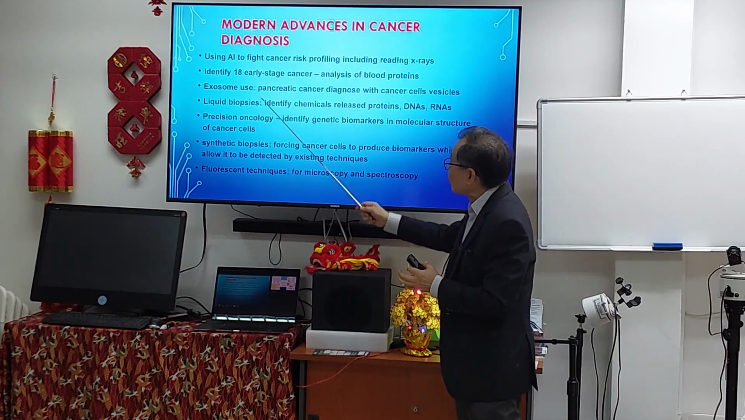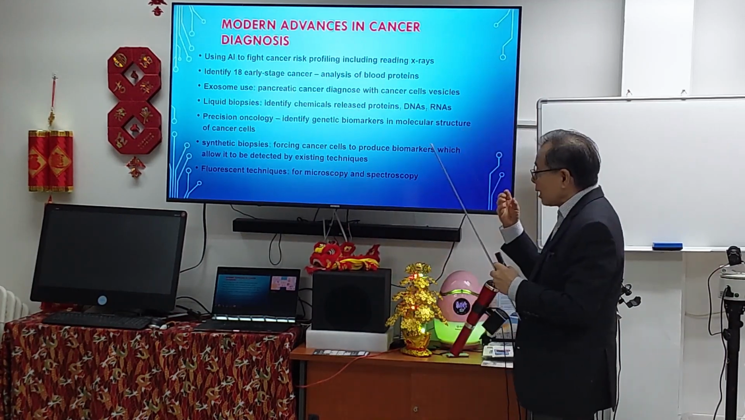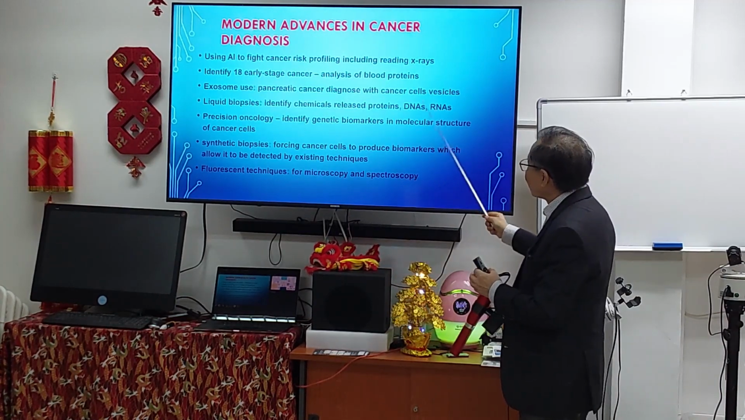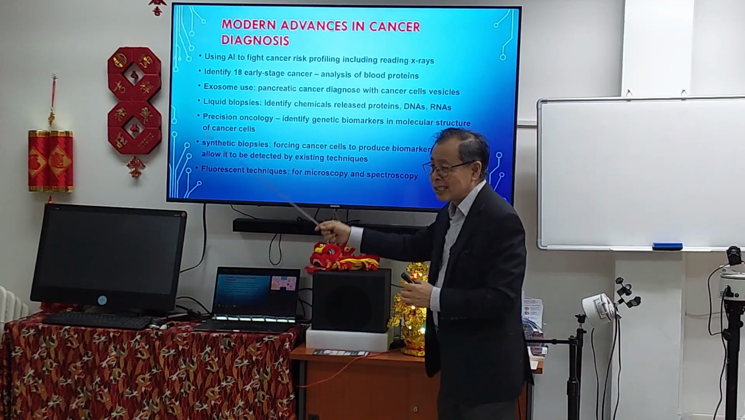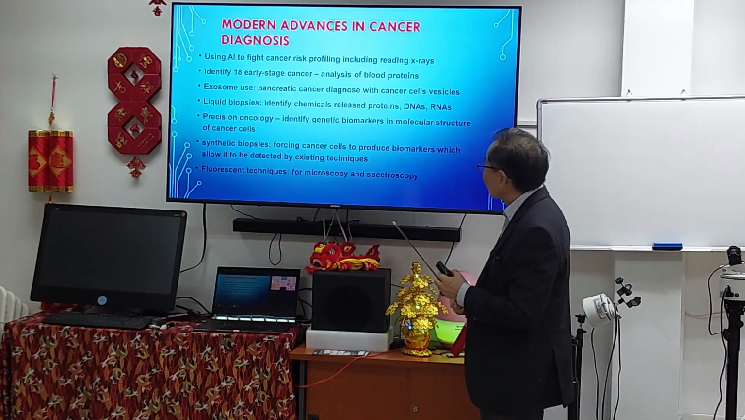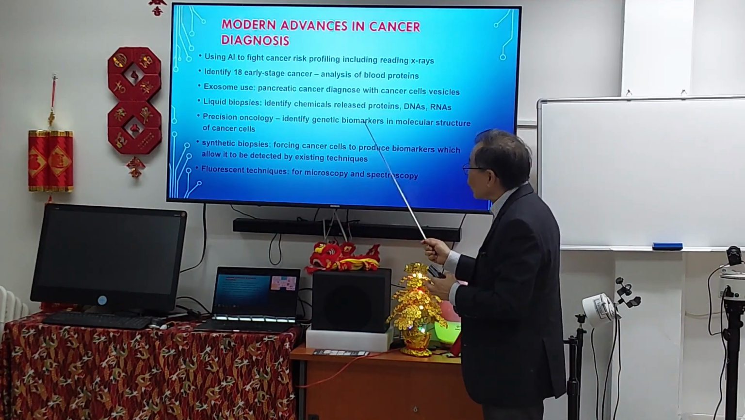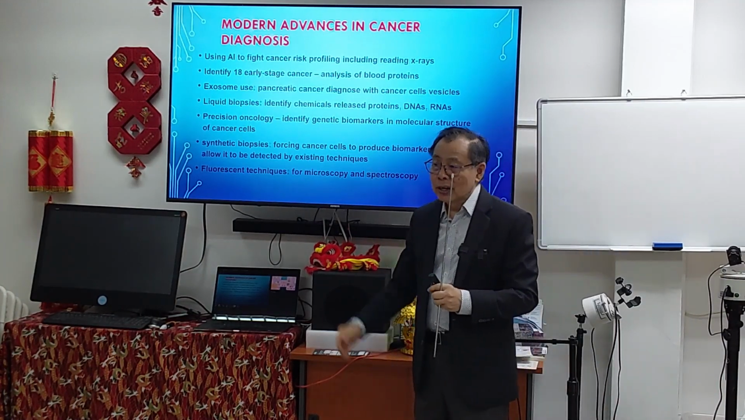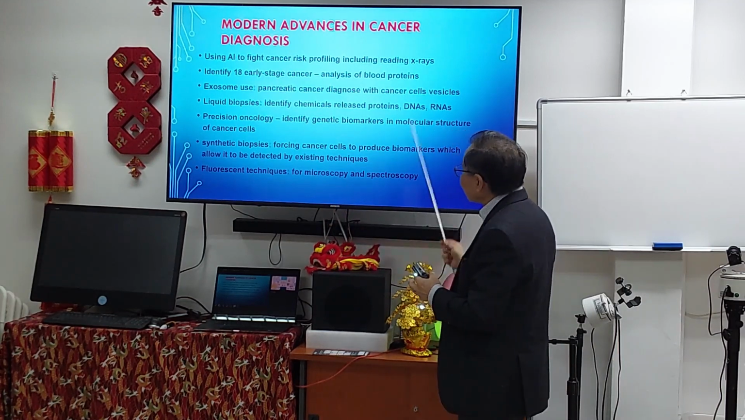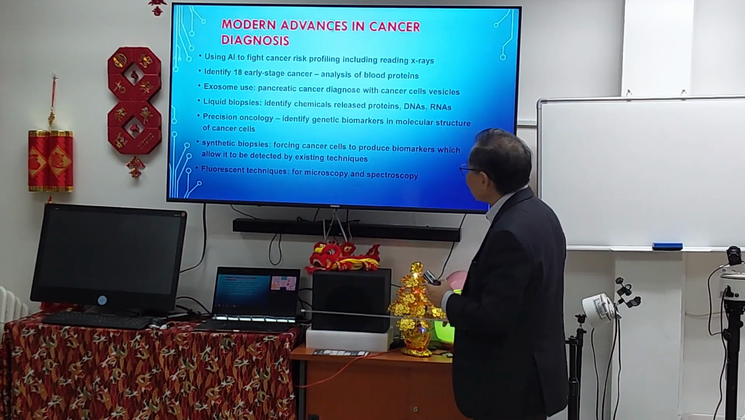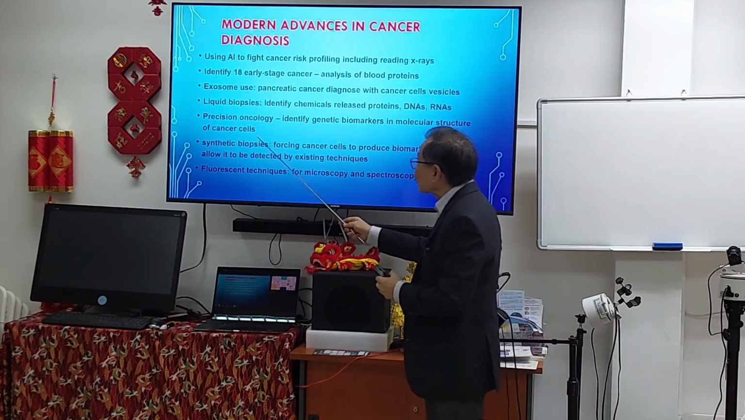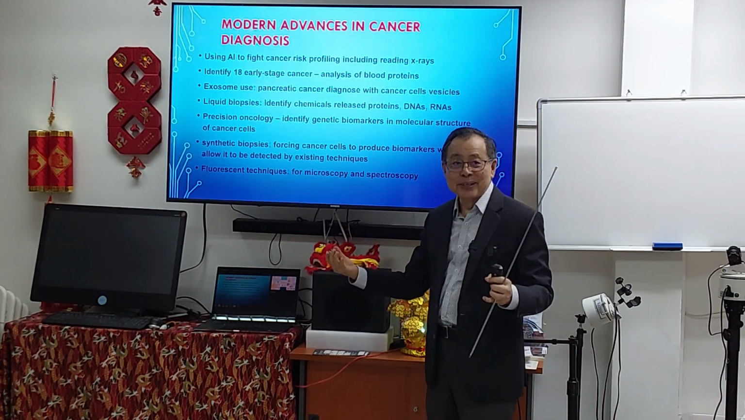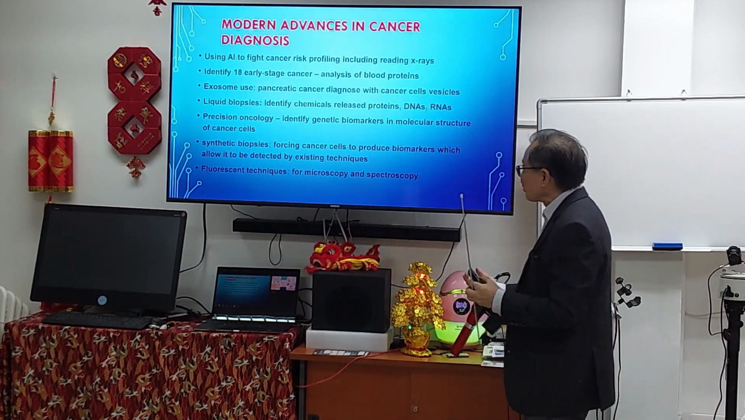We can do liquid biopsies. That means we take whatever is released by the cell, DNA, RNA, anything, and we can straight away determine whether it is a cancer or not. We can now identify even genetic biomarkers. Genetic science has advanced to such a stage that we can now actually identify which cancer cell this is. Better still, we can now force cancer cells to produce the biomarkers. So straight away we know. That's how advanced we are.